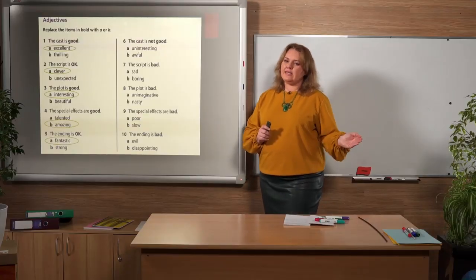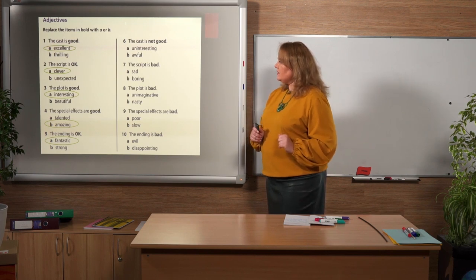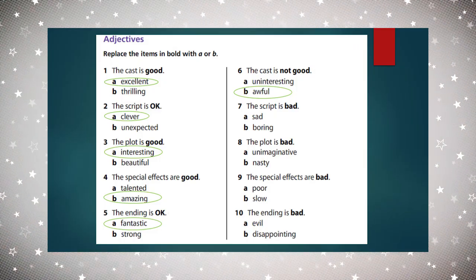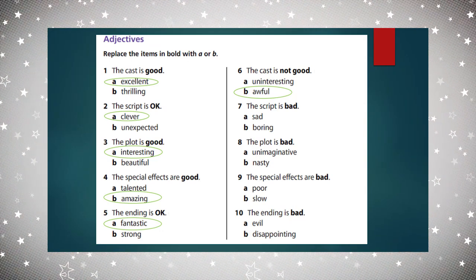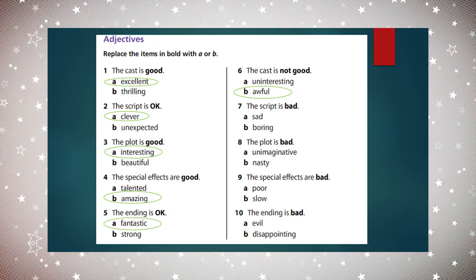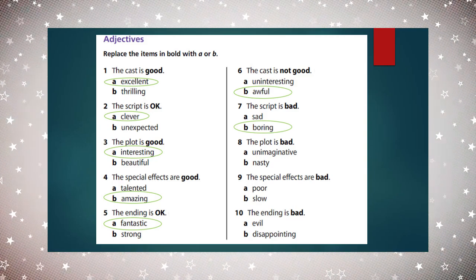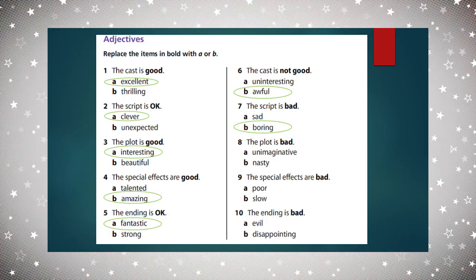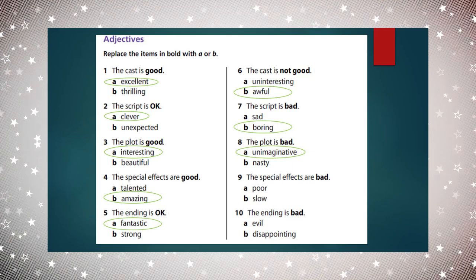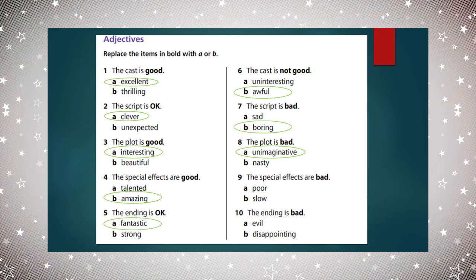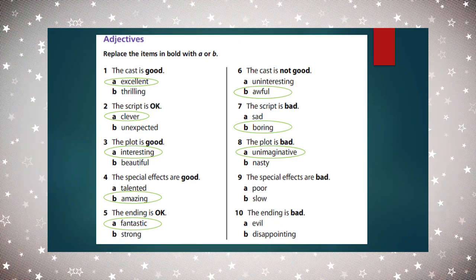So instead of saying a negative adjective, not good, what can we say? Awful. Number 7, the script is bad. So the script is boring. This is also possible. Or dull. Number 8, the plot is bad. Unimaginative is also possible here. The plot is unimaginative. Number 9, the special effects are bad.